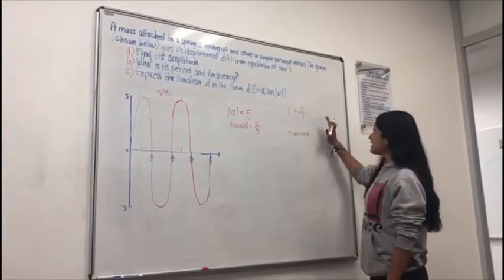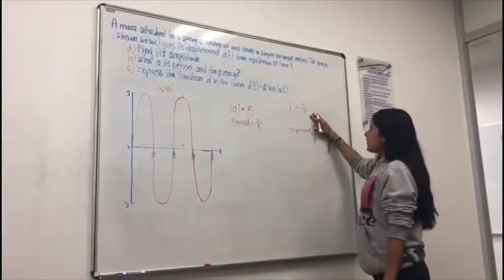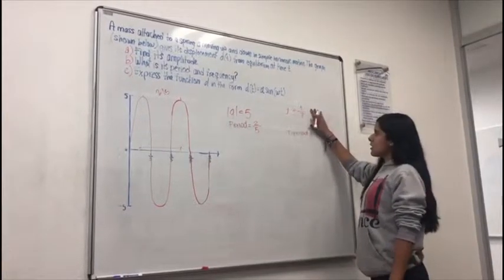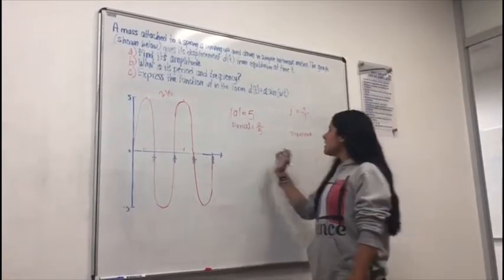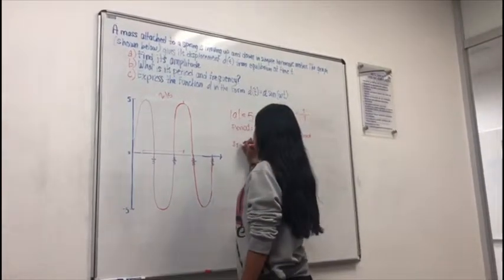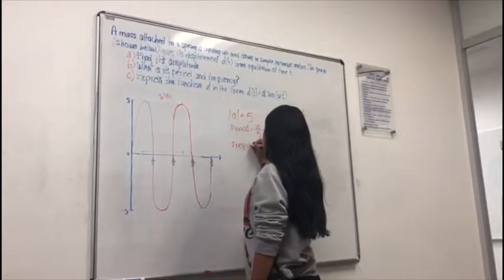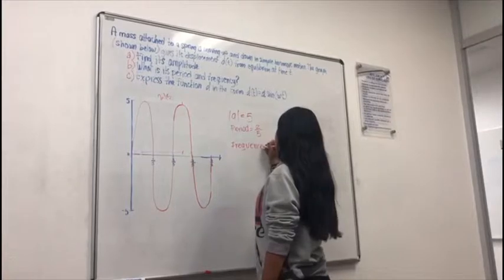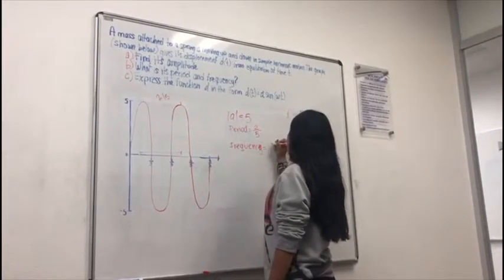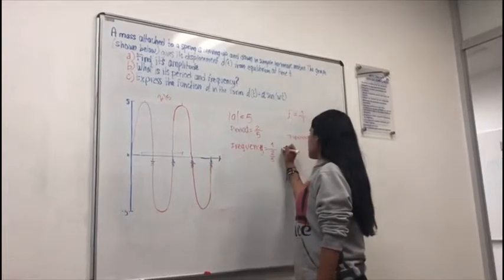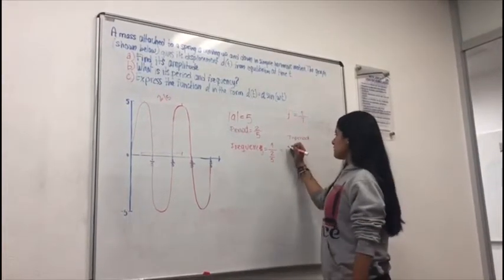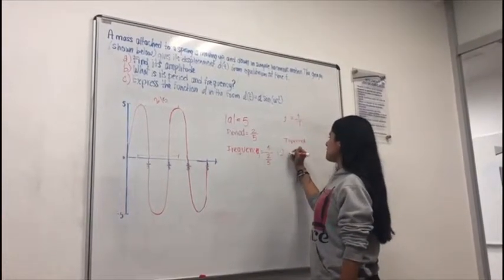So as we can see, here is the formula for frequency. Frequency is 1/T, and T is period. So our frequency in this graph of this problem will be 1/(2/5). If we apply the tortilla rule, our answer will be 2.5.